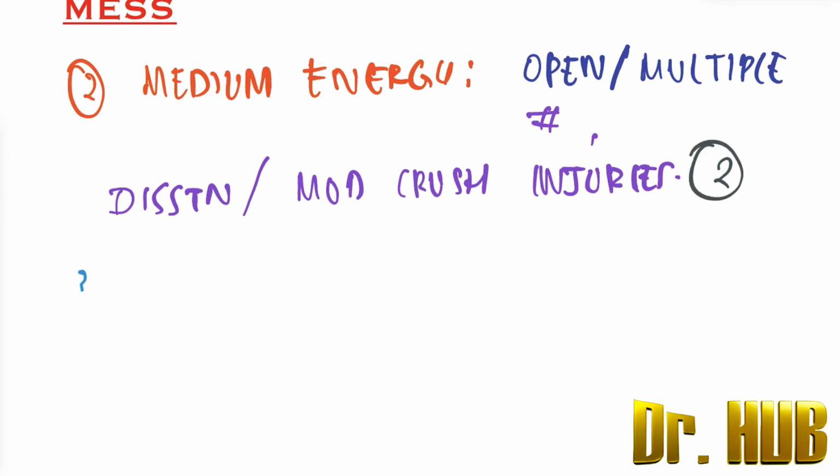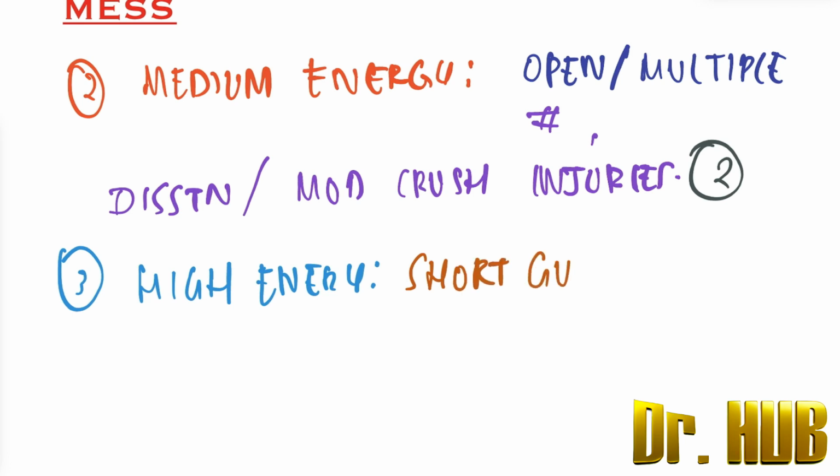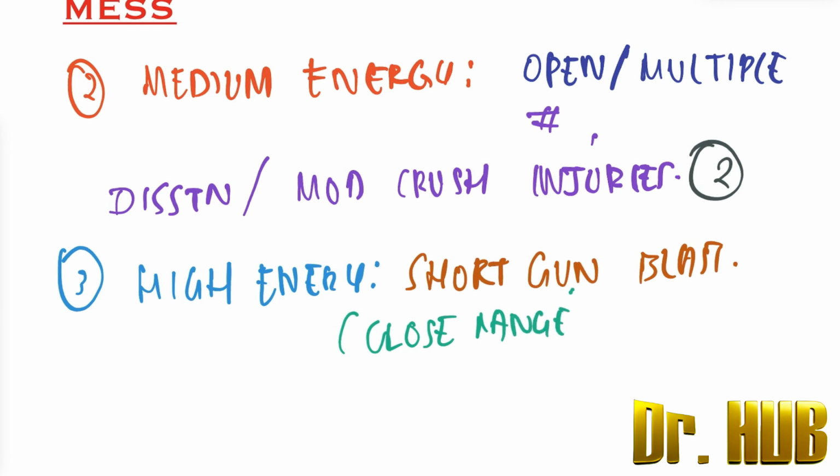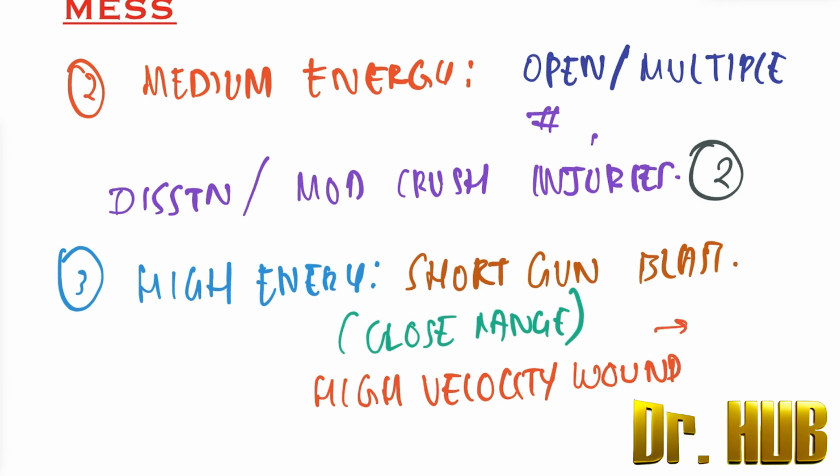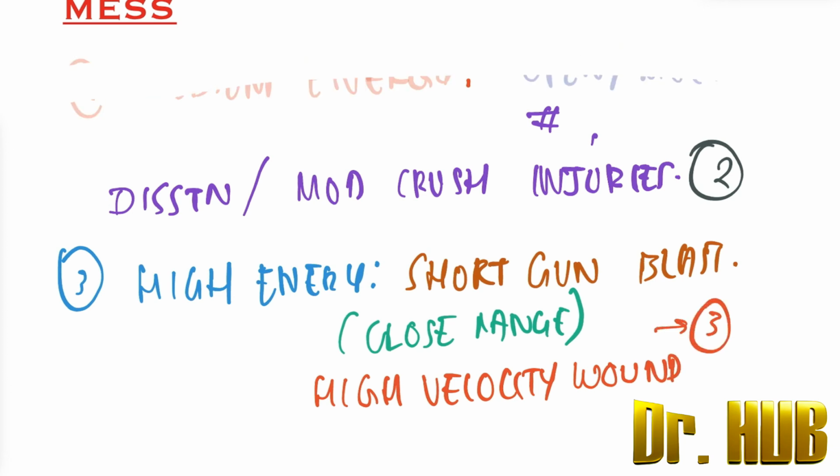Next we move on to the third variety, that is high energy. In terms of high energy, it is a shotgun blast, and this refers to close range. It involves high velocity wounds. The point it gets is 3.